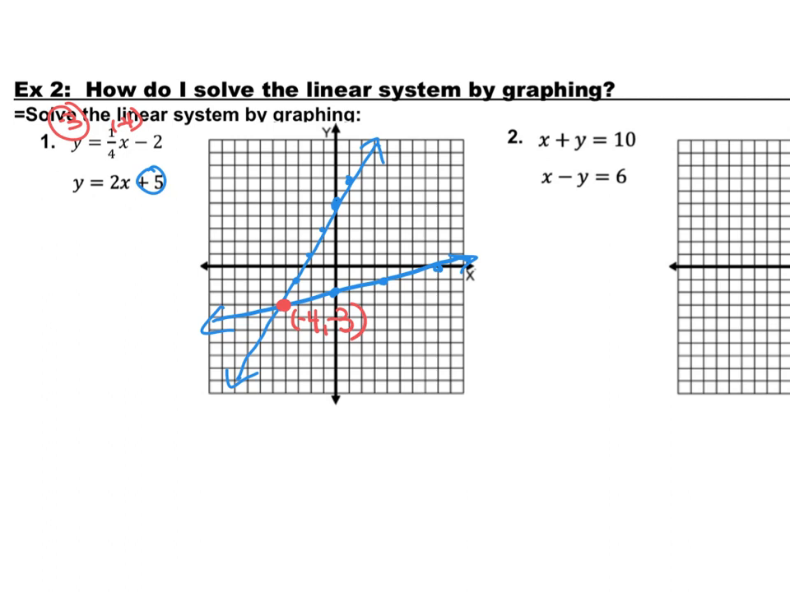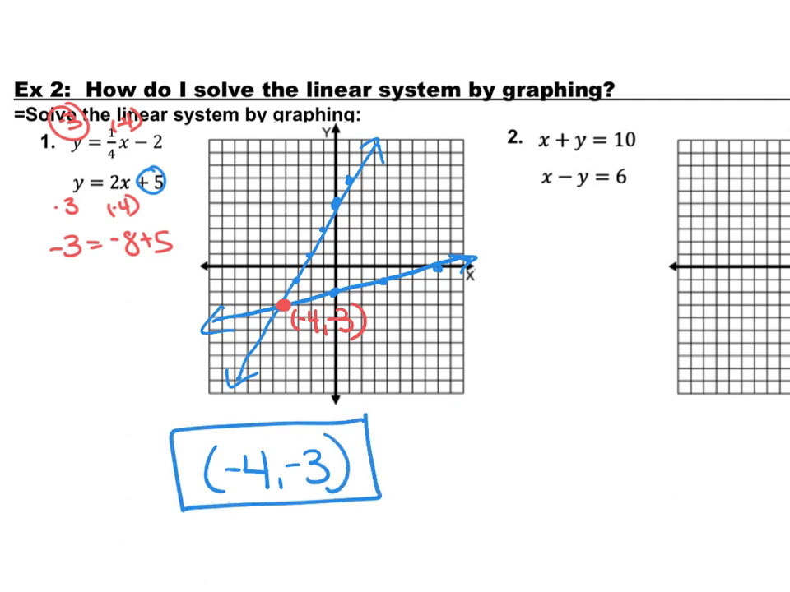Let's plug it into this next one. So -4 here and -3 over here. Is -3 equal to -8 plus 5? Yes, -8 plus 5 is equal to -3. So our solution to this system is going to be (-4, -3), the point at which they intersect, because this point is a solution to both of those equations.